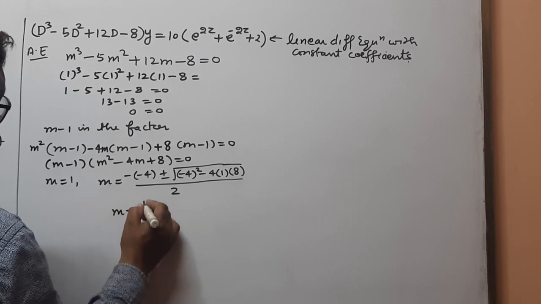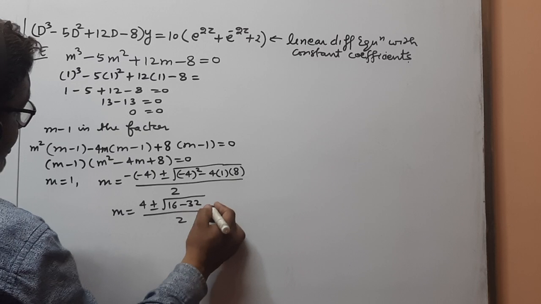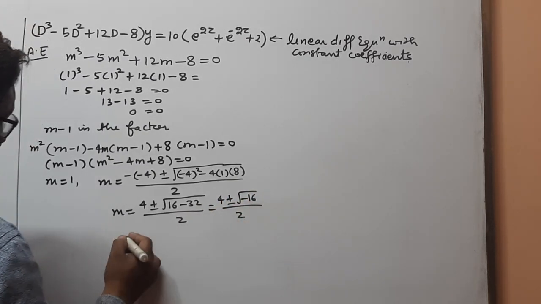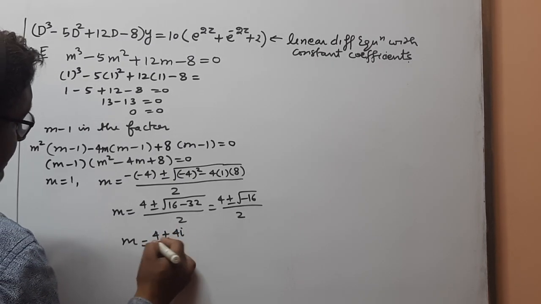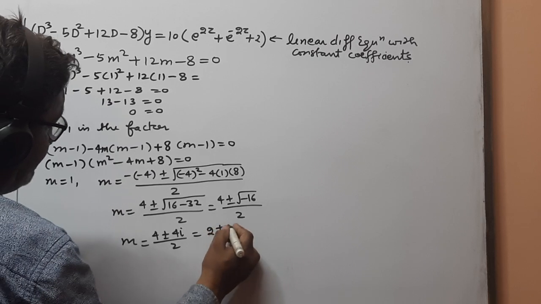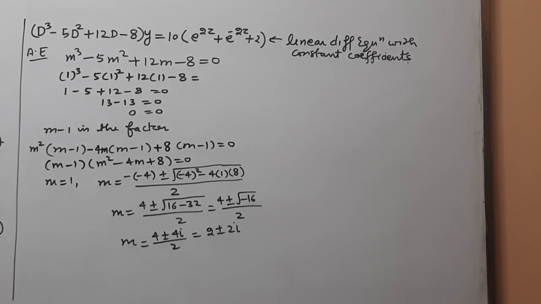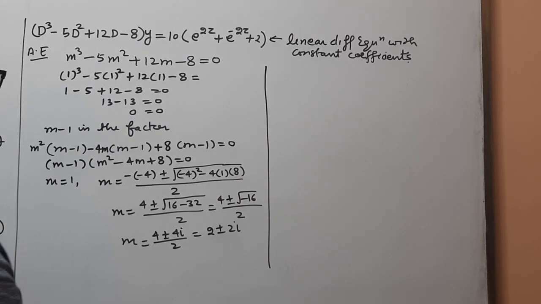So m is equal to 4 plus minus under root 16 minus 32, upon 2. This is 4 plus minus under root minus 16, upon 2. So this can be written as 4 plus minus 4i divided by 2, this is 2 plus minus 2i. So this is the roots of the auxiliary equation. Now we write the complementary function of the above linear differential equation with constant coefficient.